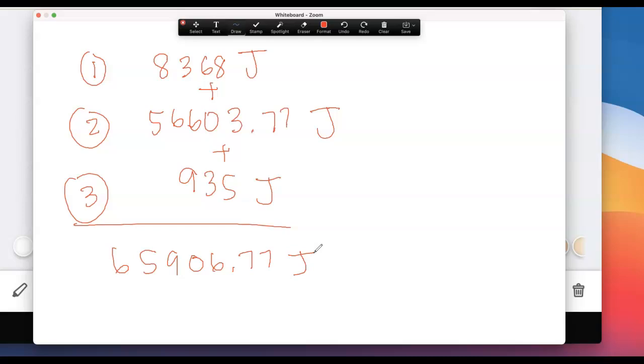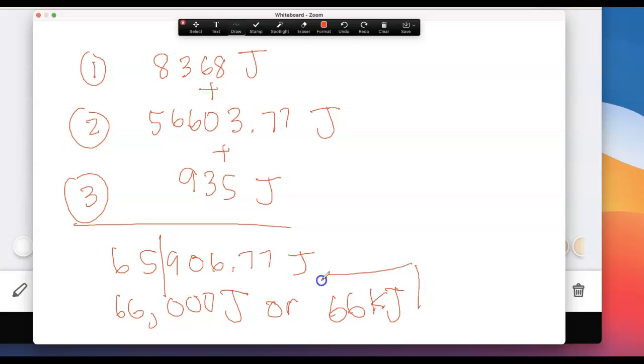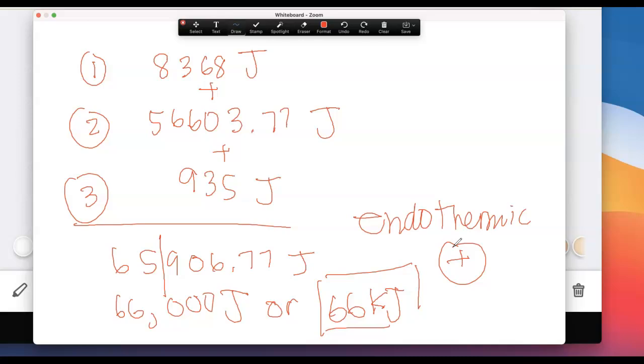Okay, it's a huge number. So I want you to round to 2 sig figs, so right here. So this would be 66,000 joules or 66 kilojoules. And positive, right? So endothermic. It's positive. Heat's being added or going in. If you want to take water at 20 degrees Celsius and turn it into 120 degrees Celsius, you better believe you have to add heat to do that. This is how much.